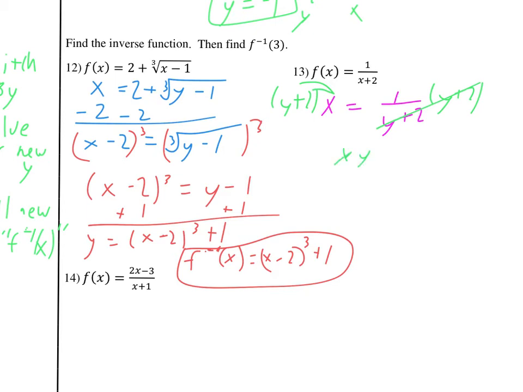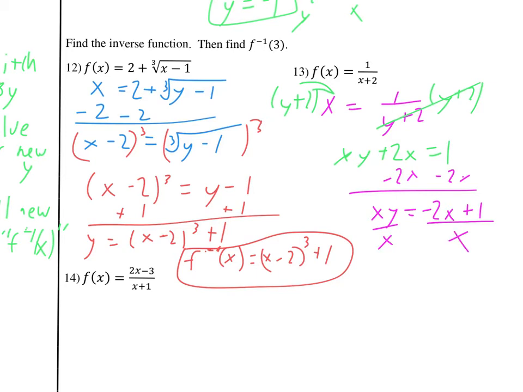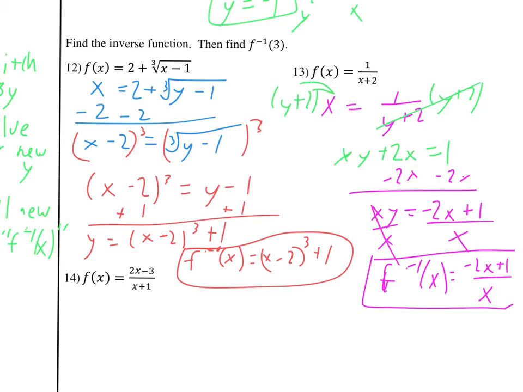So I get xy plus 2x equals 1. So I'm going to subtract the 2x over here. So I get xy equals negative 2x plus 1. And I'm going to divide the whole thing by x. And I'm going to call this f inverse of x equals negative 2x plus 1 all over x. So that is how I would put my answer.